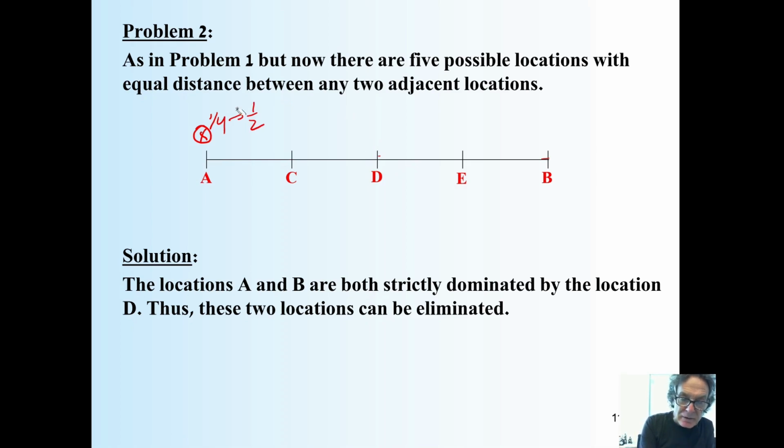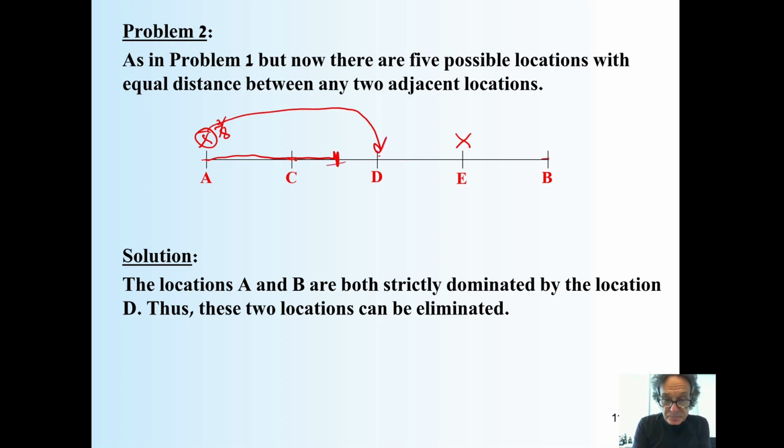Similarly, let's do it one last time. If I'm here and you are here, how much do I get? Actually, these people will come to me plus half of this. I'm going to get 1/4 plus 1/8, so 3/8. If I move to D, how much am I going to get?